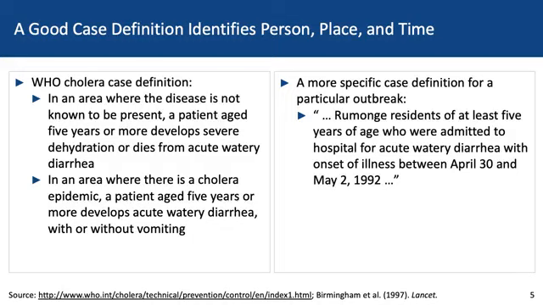But in individual outbreaks, we would narrow that case definition to define things more specifically by person, place, and time. For instance, in a particular outbreak, we might say Rumonge residents of at least 5 years of age who were admitted to a hospital for acute watery diarrhea with onset of illness between April 30th and May 2nd, 1992 were cases. Notice here we're being specific about the place where the outbreak is occurring, who could be considered a case, and the time in which it's happening.